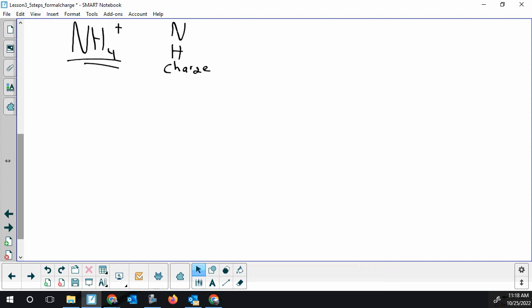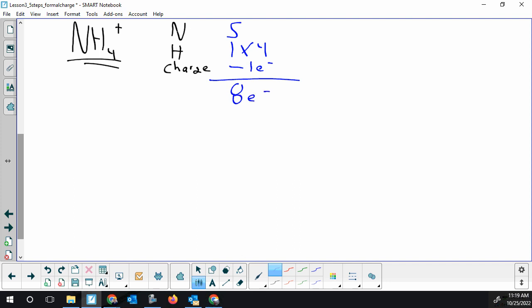Nitrogen is in group 5, and there's 1 of them. Hydrogen is in group 1, but then there's 4 of them. And then the charge is +1. So there was a loss of an electron to make this structure and it became positive. So we have to subtract 1 electron because it's positive. We're removing 1. So our nitrogen contributed 5, our 4 H's contributed 4, so that's 9, but then it's positive, so that drops us down to 8 electrons.